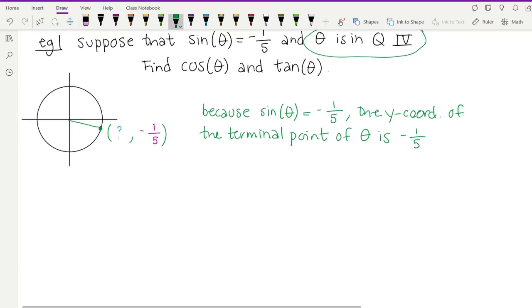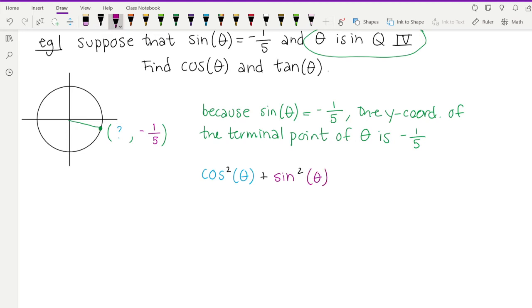Okay, so now we're ready to set something up that will help us figure out what cosine is. So basically we want to go back to our Pythagorean identity. The Pythagorean identity tells us that cosine squared of theta plus sine squared of theta is going to be equal to 1.